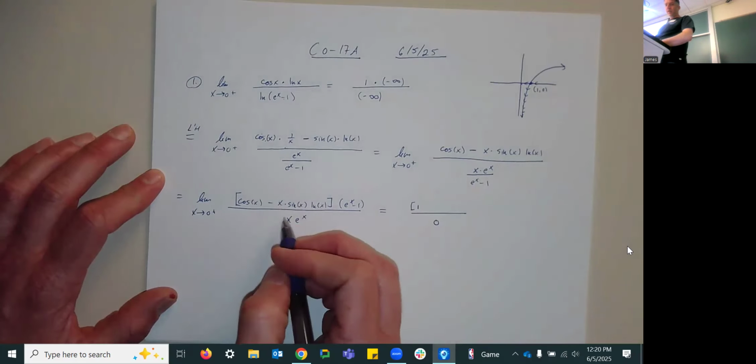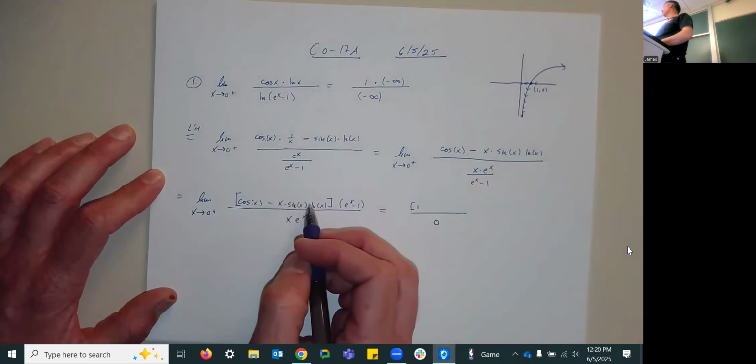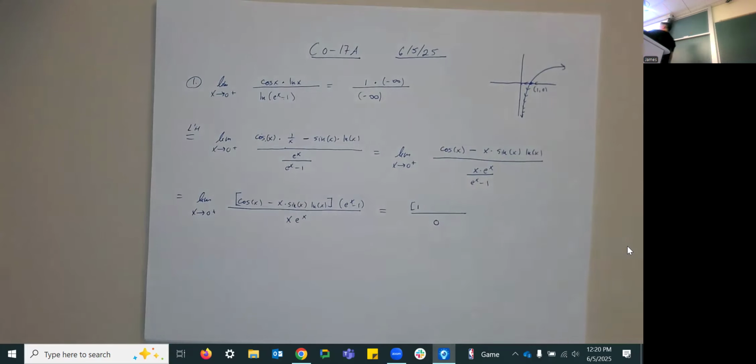This part here is problematic because you have x, which is going to 0, sine of x, which is going to 0, times natural log of x, which is going to negative infinity. So for this part, we're going to actually have to check that it is not going to infinity before we can say that this times this is going to give us a 0 on top. We need to be going to 0 on top to be able to use L'Hopital's rule again, but it's unclear.